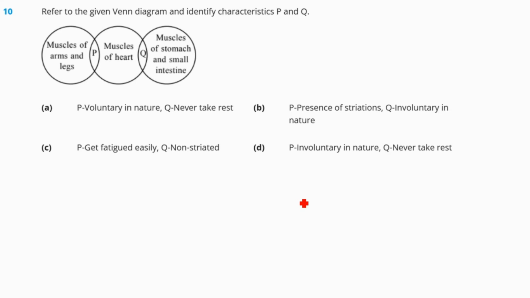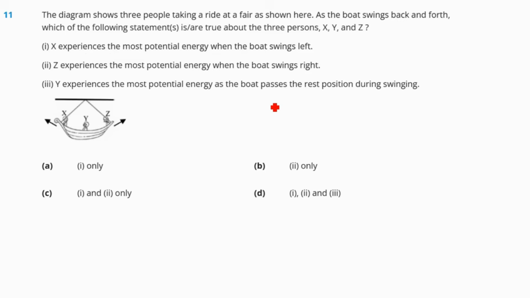B, presence of striations, involuntary in nature? Yes, this is correct because the muscles of arms and legs and the muscles of the heart have striations on the muscles, and the muscles of the heart and the stomach and small intestine are involuntary. They are not under our control. They work independently, right? So B is our correct answer.